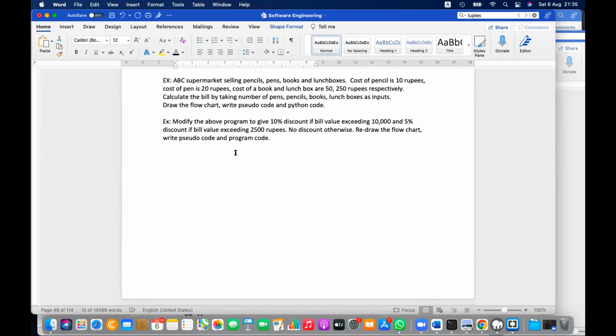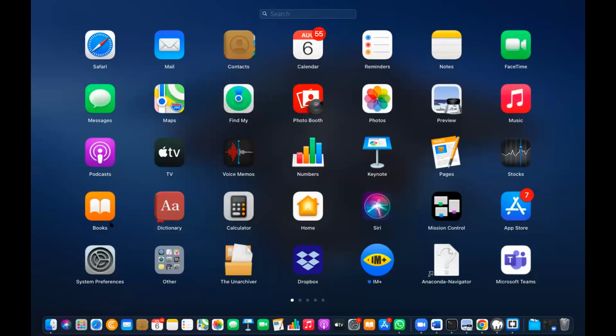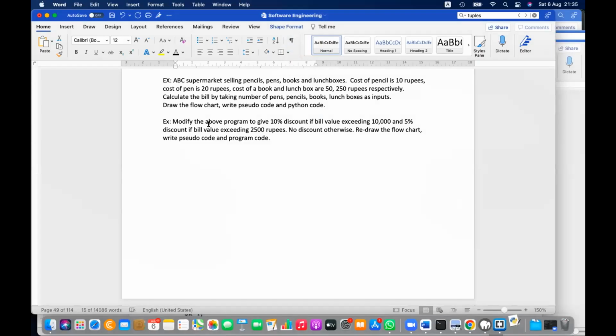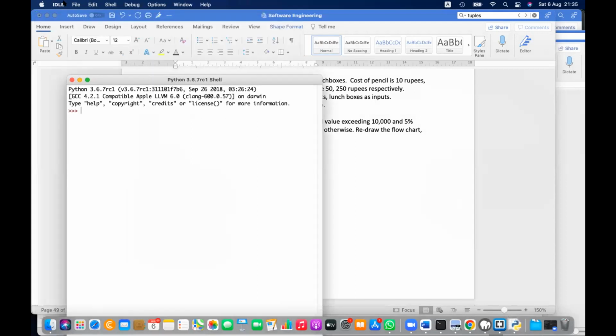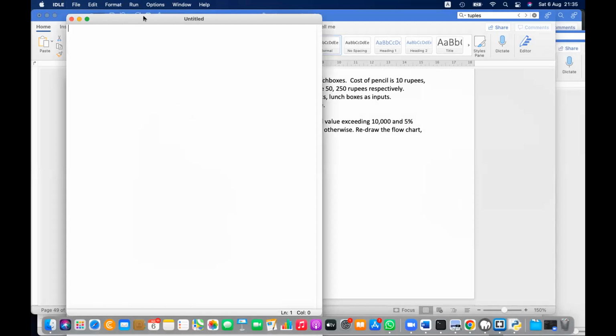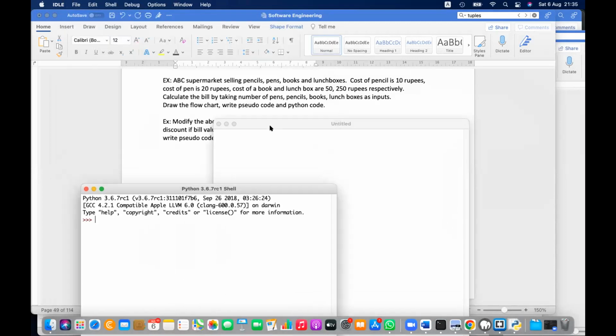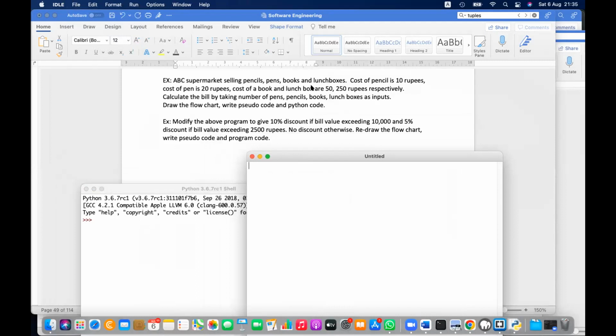This is sequence. The initial part is sequence, which means a set of instructions one after another. First of all, you have to get the number of items. So you have to input pencils, pens, books, and lunch boxes. So let's say pencils, and that is int input. You can say, enter number of pencils.